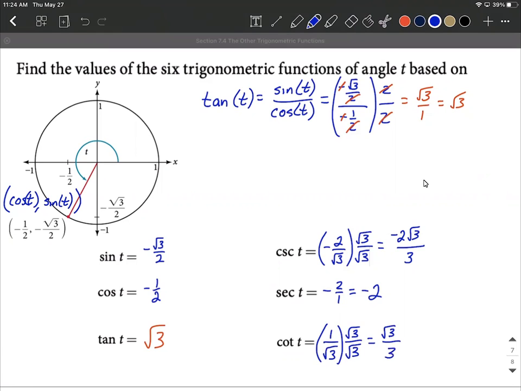All right, so that's all 6 of our trigonometric functions based on a terminal point that's on the unit circle.